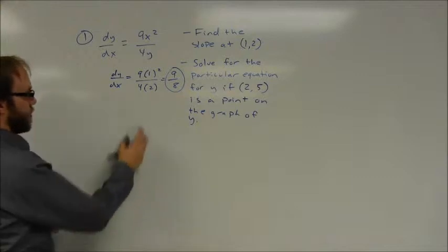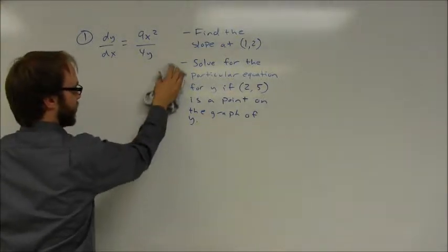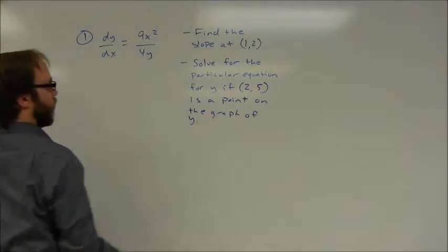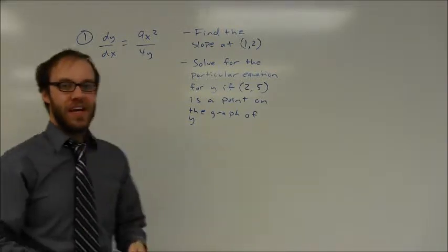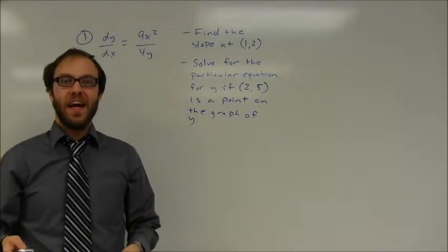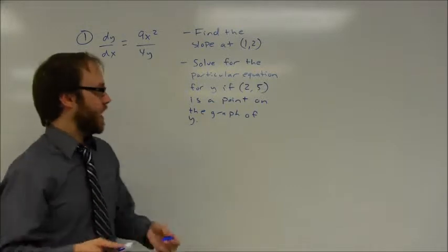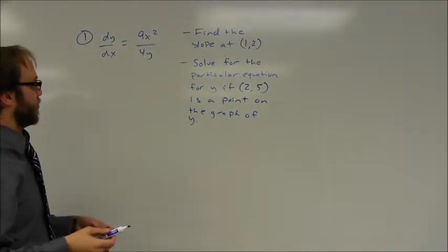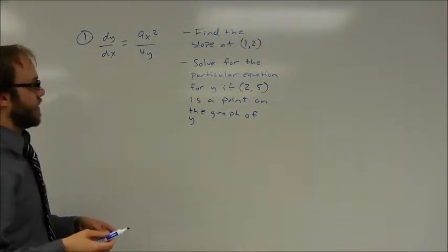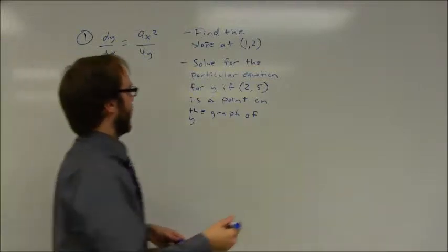For the second part of the problem, it asks me to find the particular solution or the particular equation for y if (2, 5) is on the original graph of y. I don't have the equation for y. I'm going to need to work through this and figure out what's going on here. So the big thing here is I want to separate variables.